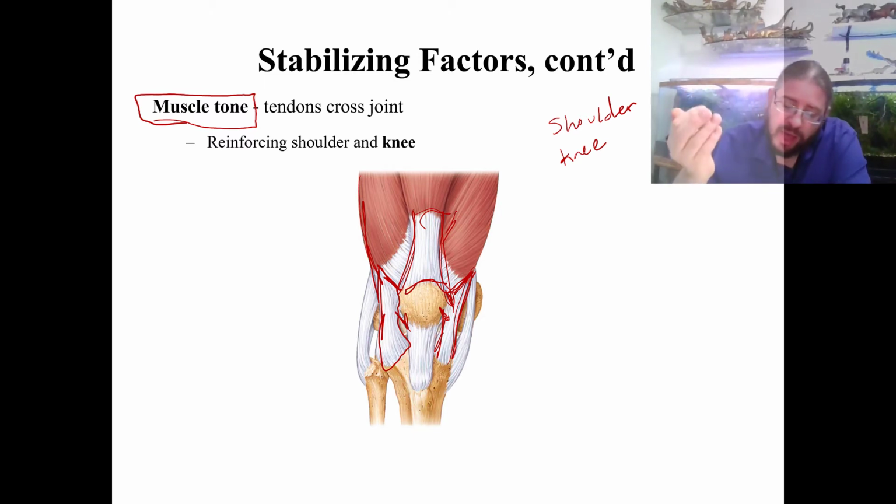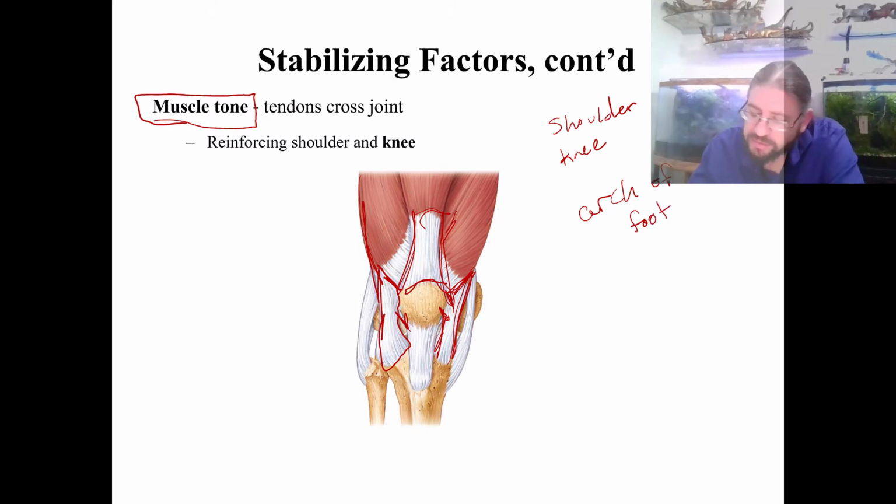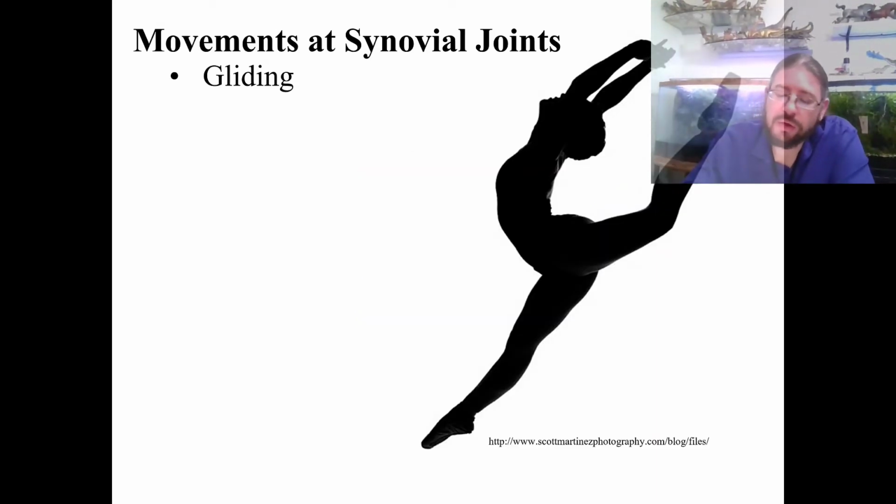So the shoulder and the knee, extremely important. Also, the arch of the foot has a lot of muscle tone reinforcement even though there's no muscle actually in the arch. The muscle of your lower leg is where you develop the tone to sort of maintain the structure of the arch of your foot. So that's pretty darn cool.